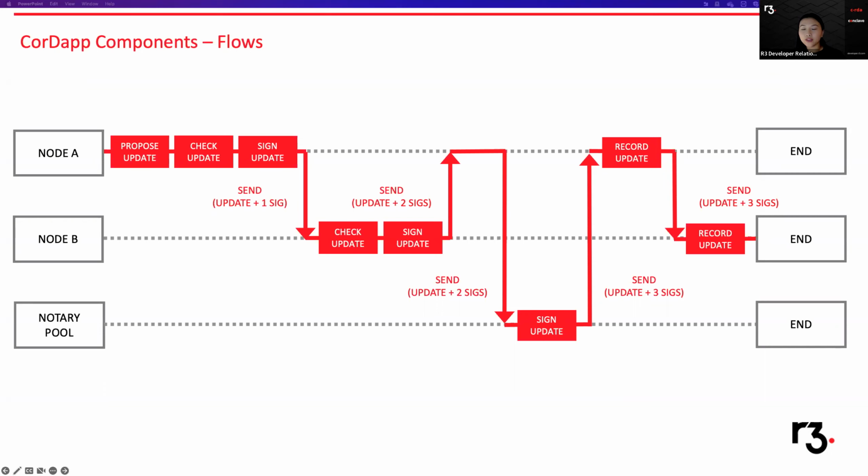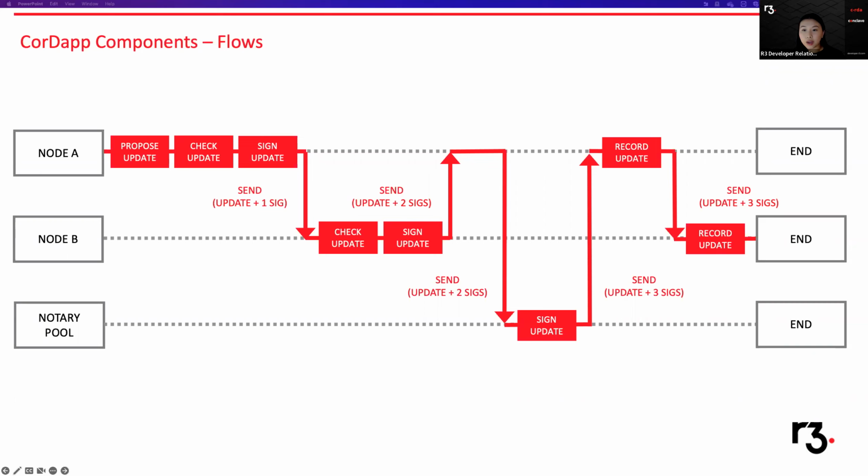So node A is trying to propose an update on a single state. And in our case, because node A is trying to propose an update, it will act as the initiator and node B will act as the responder. So let's go step by step through this diagram.